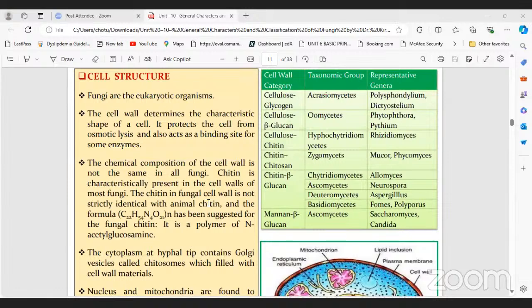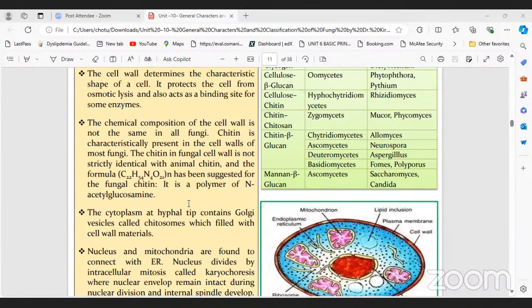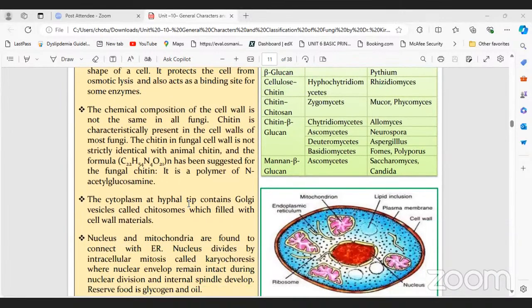Here, the cell wall determines the characteristics. Mainly it determines the structure and shape of the cell, and gives protection from osmotic lysis, and also acts as a binding site for some enzymes. And what is the chemical composition? The most important point is that the chemical composition of the cell wall is not the same in all fungi. Chitin is very common, but here there are five classes.